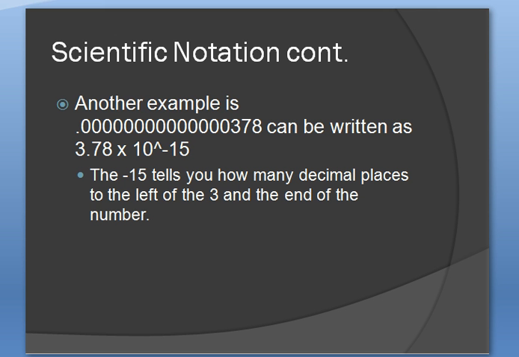Another example is for a very small number: 0.00 with 14 zeros, then 378, can be written as 3.78 times 10 to the negative 15th. The negative 15 tells you how many decimal places are to the left of the 3 and the end of the number.